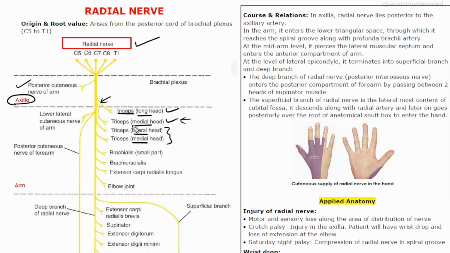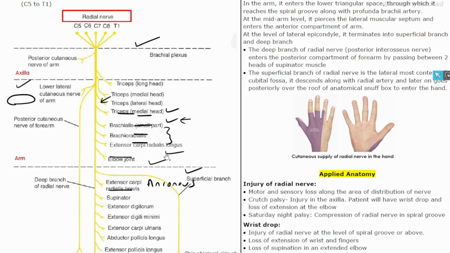Then it gives a branch to the brachialis. When it comes in the anterior compartment of the arm, here it gives this branch. Then brachioradialis, extensor carpi radialis longus, and also one more muscle, anconeus. All these muscles are supplied here. Then a branch is given to the elbow joint. Then most of the branches are given in the forearm region. Let's see that.